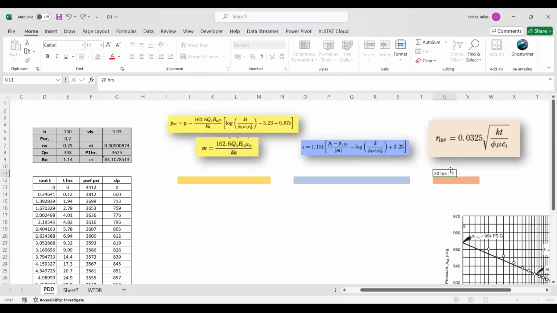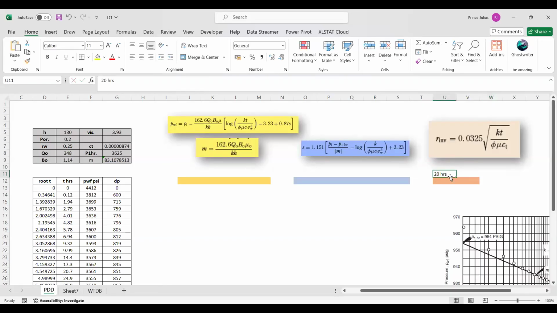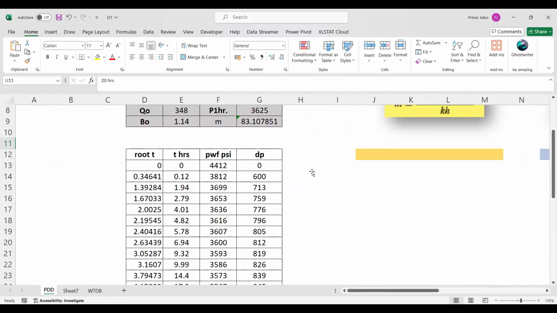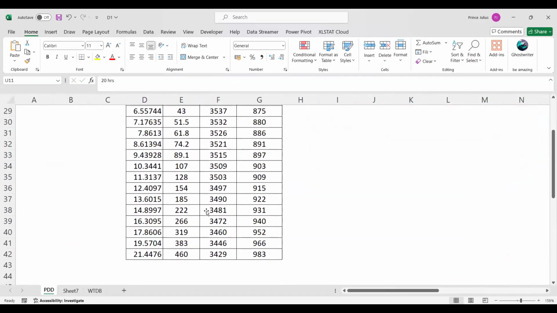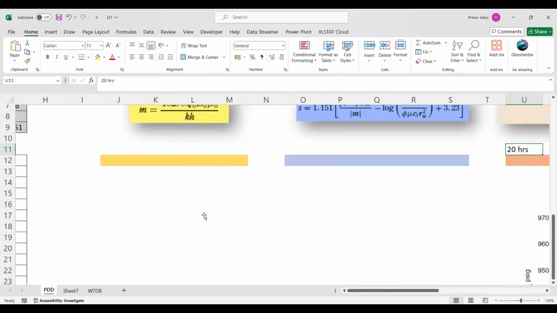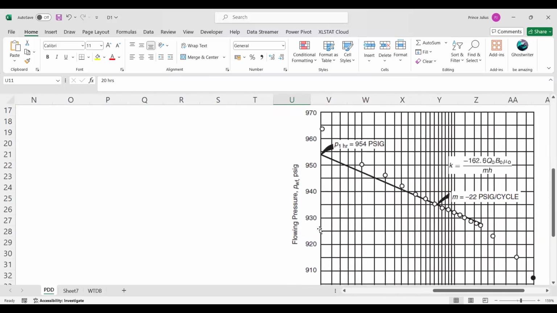20 hours. So this is the one which we are supposed to keep in mind. And let us start. I'm going to zoom the values. So time values and pressure values were given. Let me just select these two values. And you can see I already kept the graph over here.